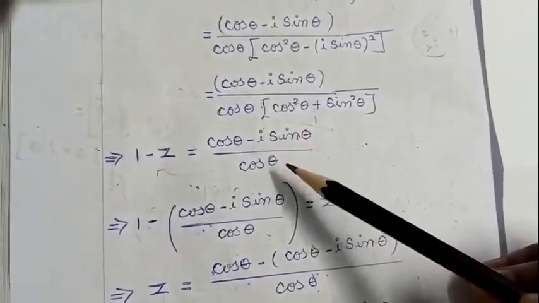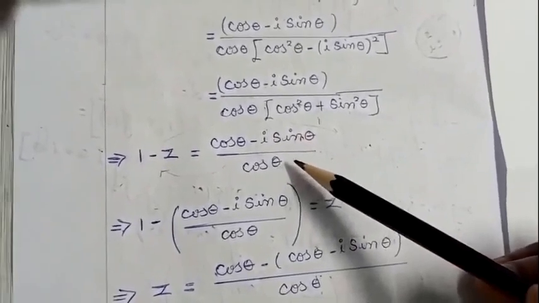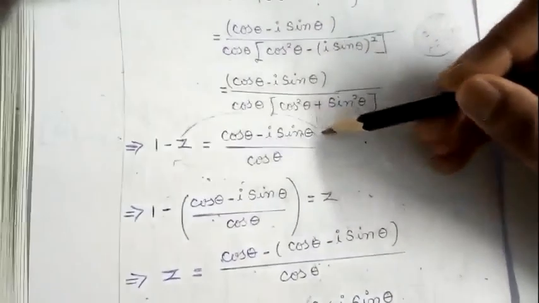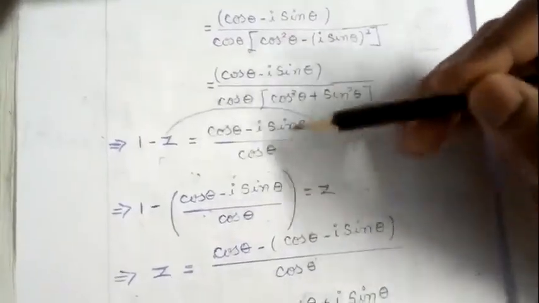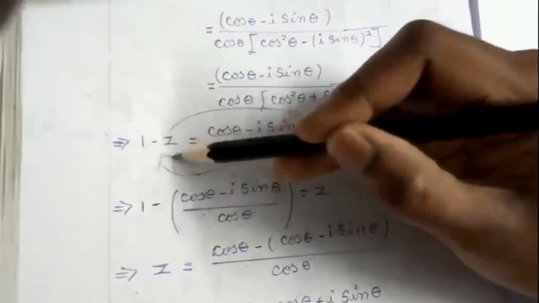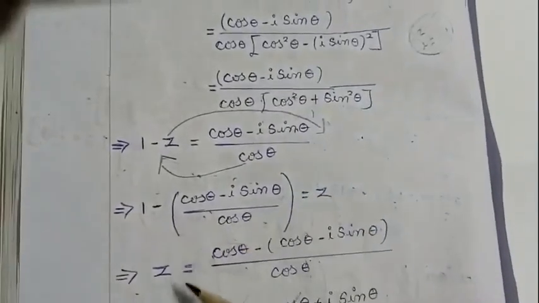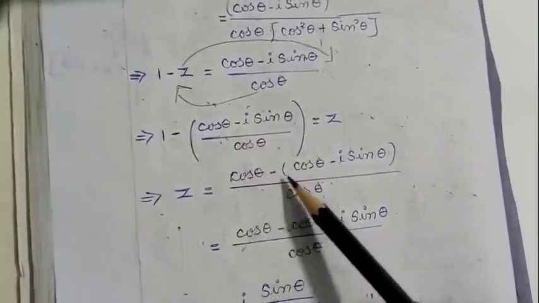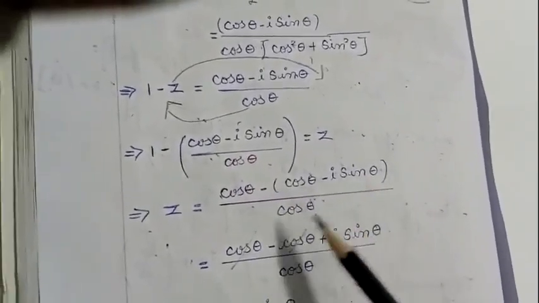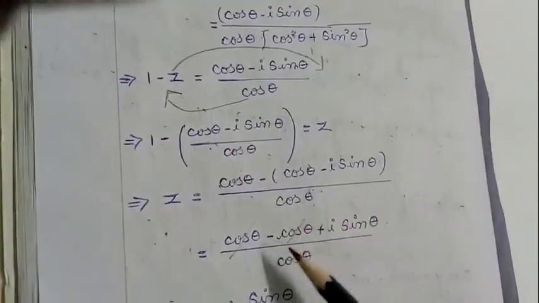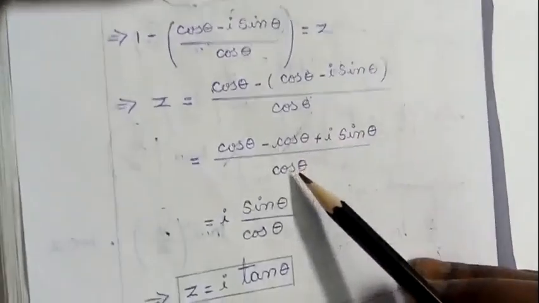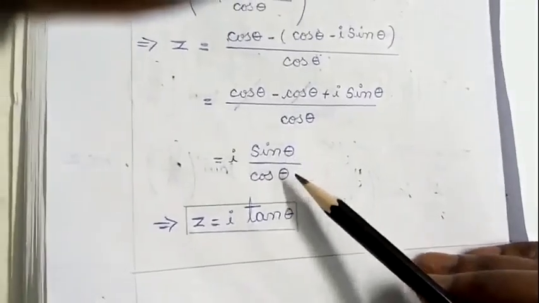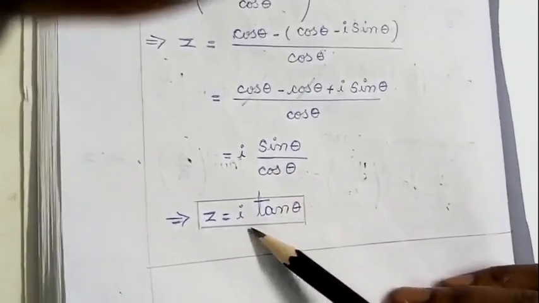So what is the answer I should bring here? z equal to i tan theta. I am going to bring this z to my right hand side, and this term I am shifting to my left hand side. Just interchange and write, you will get this step. That is z equal to cos theta minus i sin theta divided by cos theta, simplified. Just remove the bracket. After removing, cos theta will be cancelled. The final value is i sin theta by cos theta, which is nothing but sin by cos, which is tan. z equal to i tan theta.